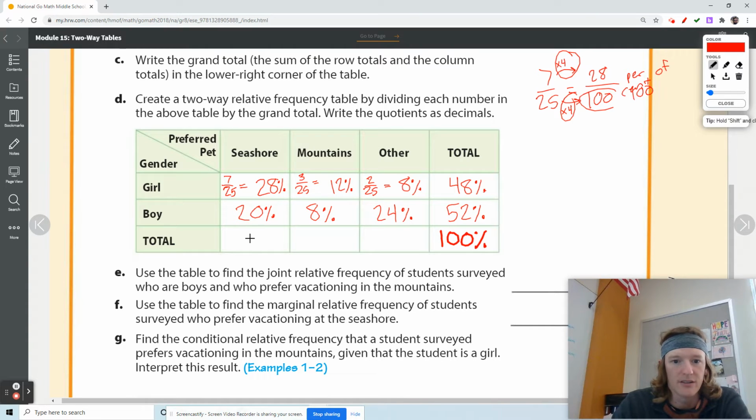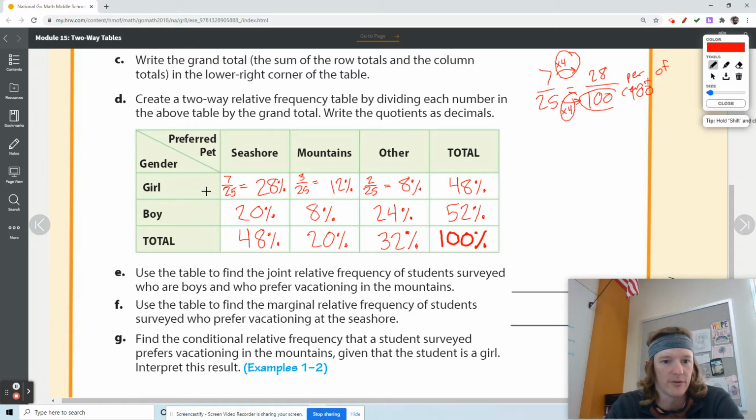28 plus 20 will make 48%. 48% of our people said the seashore. 12 plus 8, 20% of our people said mountains. And then other, 24 plus 8 will be 32% said other. 48% of our people were girls. 52% of our people were boys.